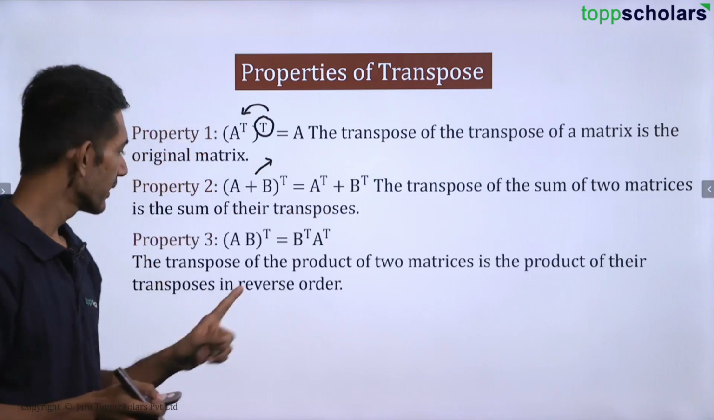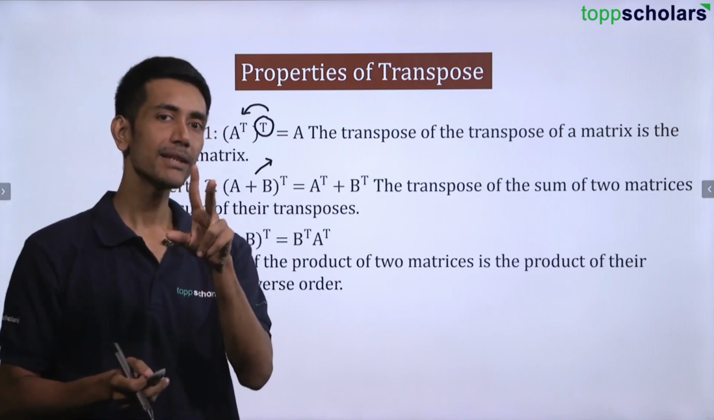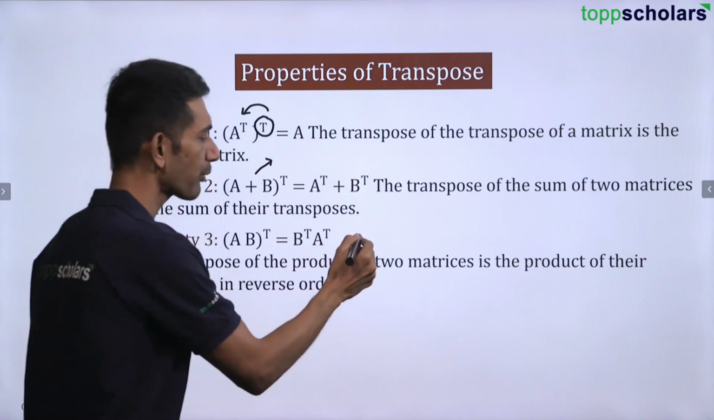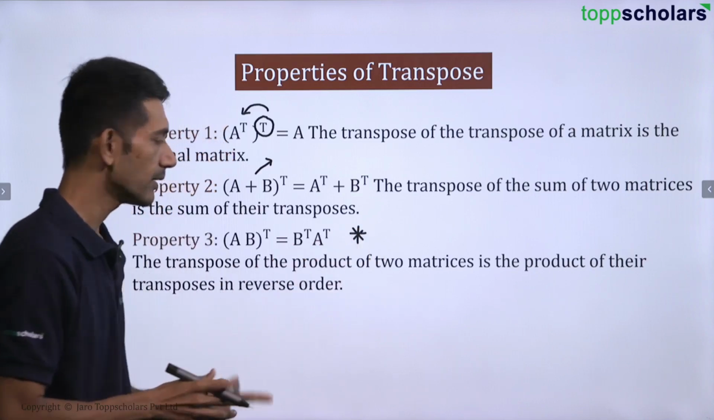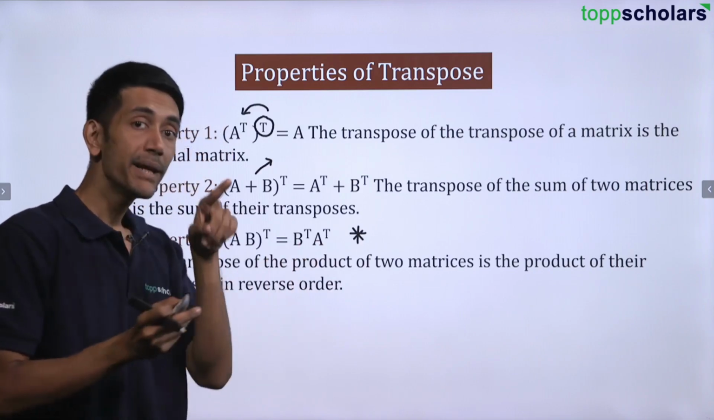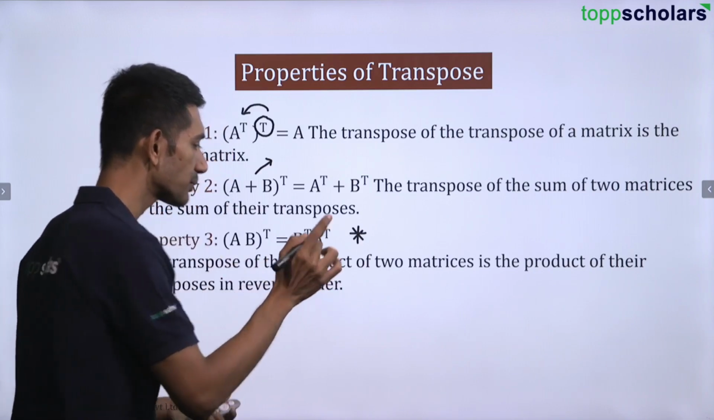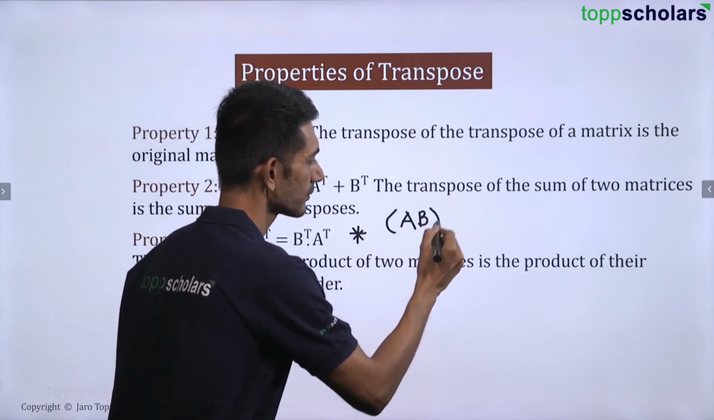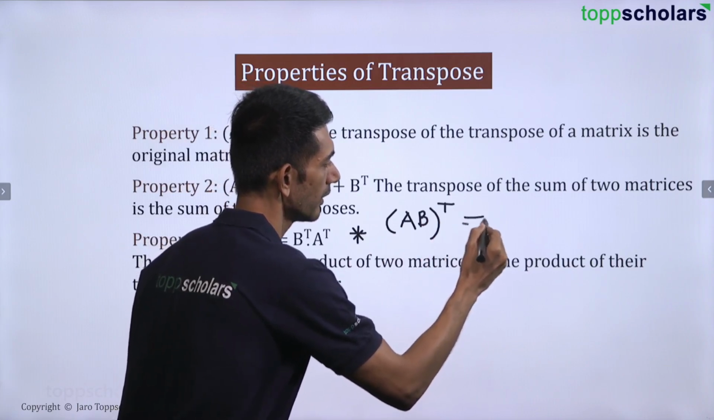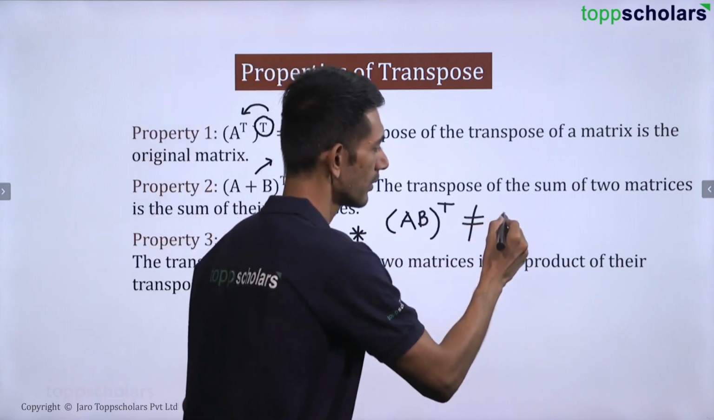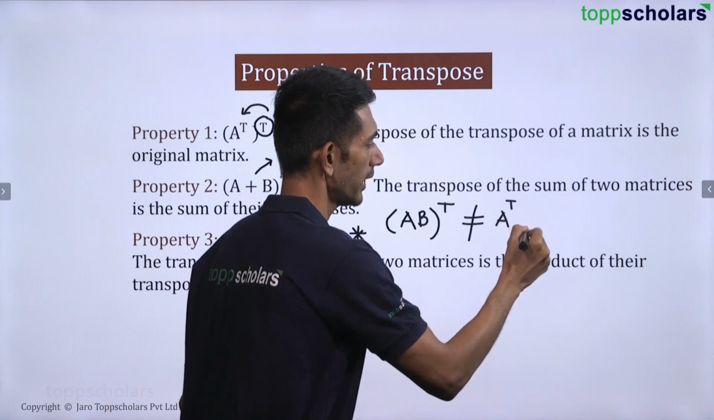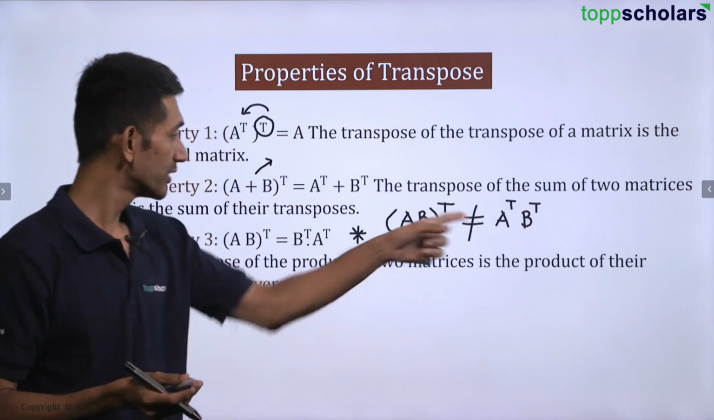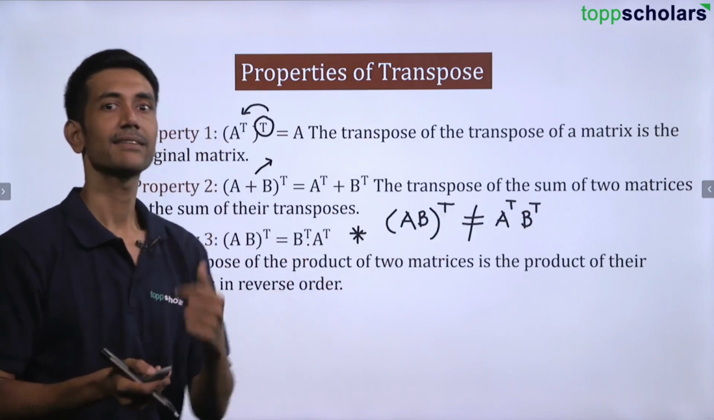Now property 3, AB transpose, that is if you multiply the two matrices and then take the transpose. Now this is very important, there can be problems based on this. That is equal to B transpose multiplied by A transpose. Remember that AB transpose is not equal to A transpose B transpose. It's B transpose A transpose. So this and this are different. Okay, let's continue further.